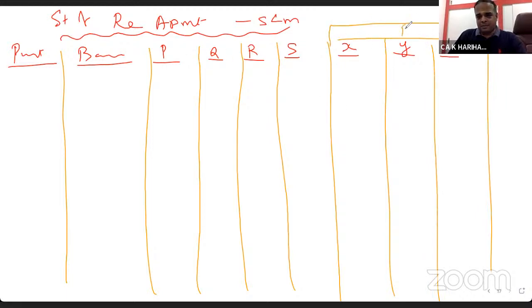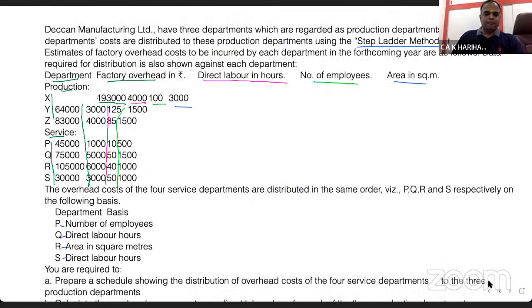XYZ represent the production departments. PQRS is the service departments. We have to transfer the service department expenses to the production departments. Now, the overheads available.